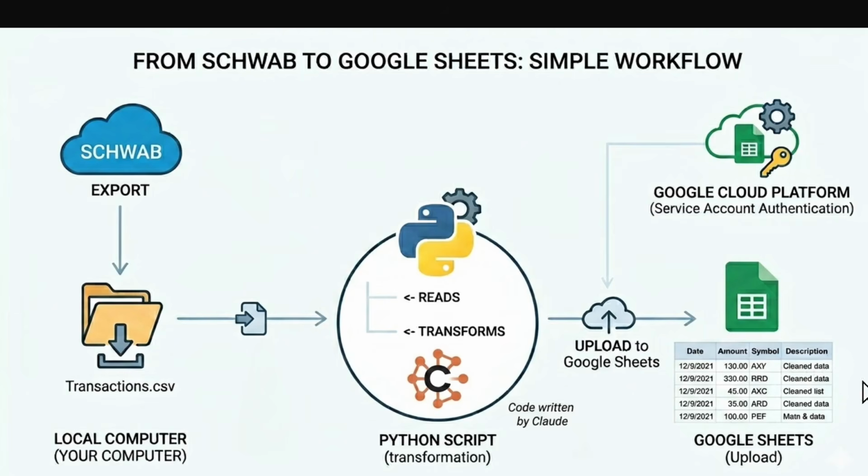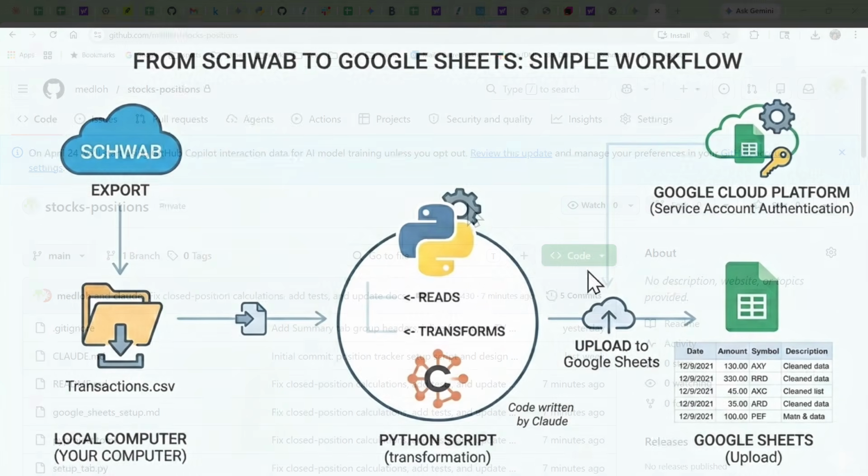Your financial data, your positions, your transaction history, your cost basis, that never passes through Anthropic servers. It goes from your hard drive to your Google Drive. That's it. The script is open source. You can read every line of it before you run it.